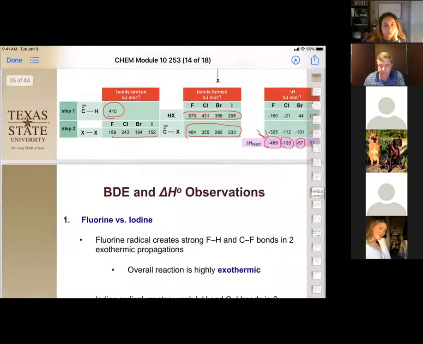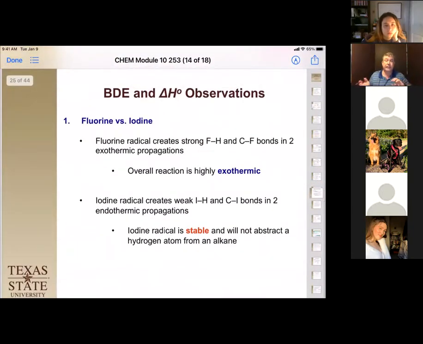Okay, so let's do just a comparison of the fluorine versus the iodine. We saw that the fluorine was a very exothermic reaction, right? Because it had a negative 450 to 480 kilojoules per mole. Iodine, however, if we looked at the bond strength of the carbon-iodine bond and the hydrogen-iodine bond, they're actually weaker than the iodine-iodine bond, okay? But the iodine radical itself is stable, but there's no driving force for it to react with the carbon-hydrogen bond because that would take additional energy. It was endothermic, okay?